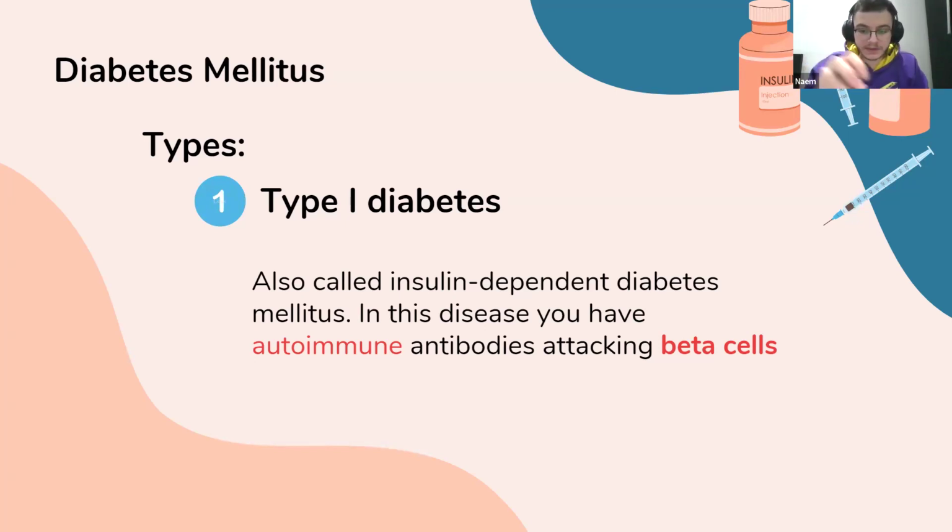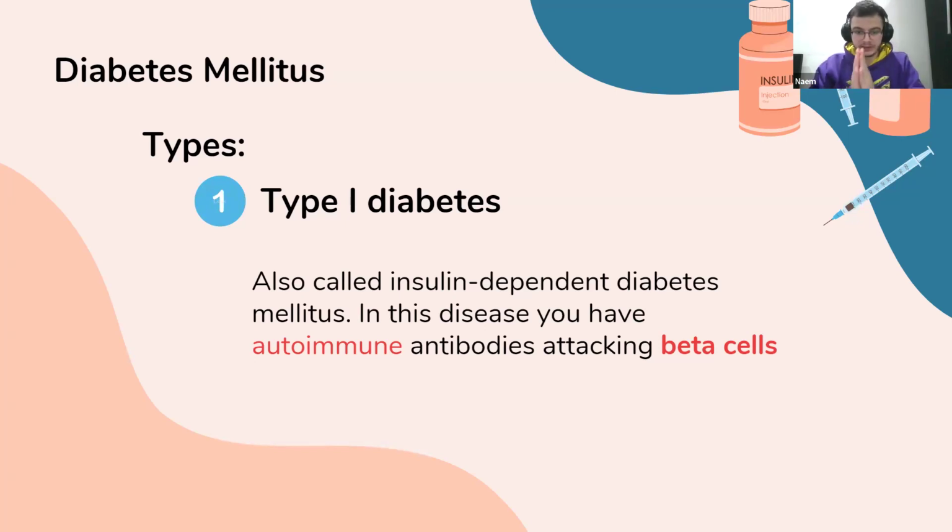They go to those beta cells and mark them and start attacking these beta cells, basically destroying them. So when this happens, we don't have any more beta cells, so we have no more insulin secretion, which would lead to diabetes. This is as simple as it can get.